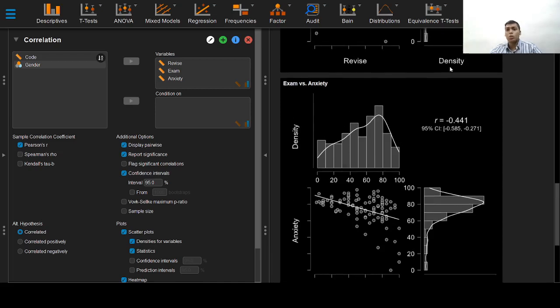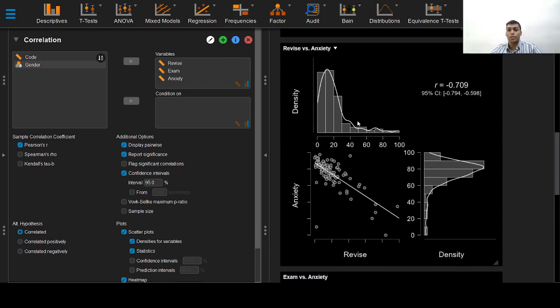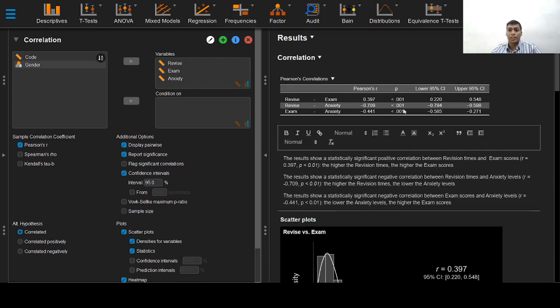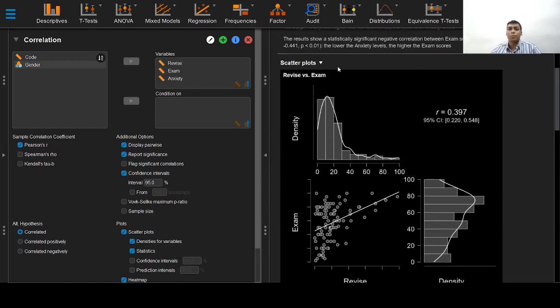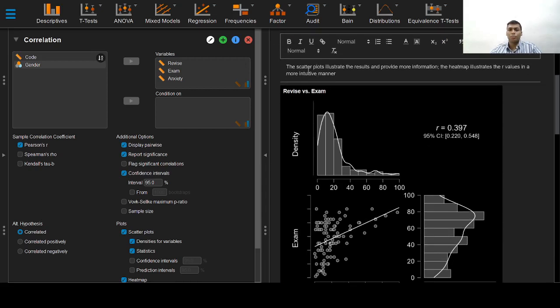However, the R value is not as negative as the second correlation, so this graph is not as steep. However, it is still negatively correlated, so that's fine. And it is statistically significant, highly significant with P value of less than 0.001. So this concludes our reporting for Pearson's correlations, and we can just describe this illustration as like so.